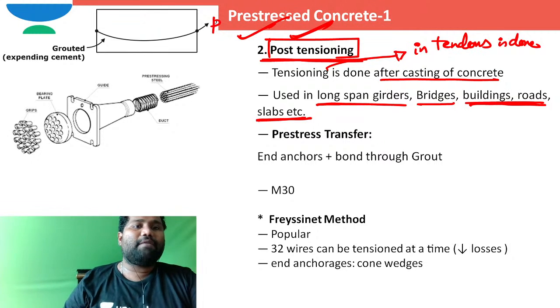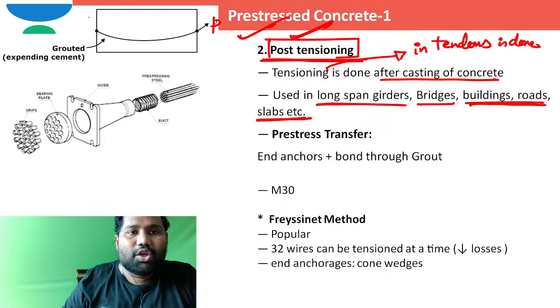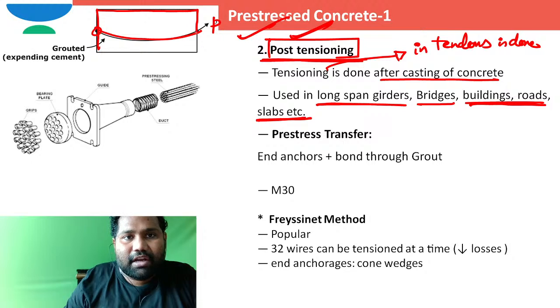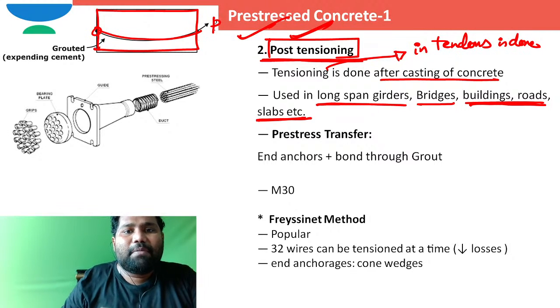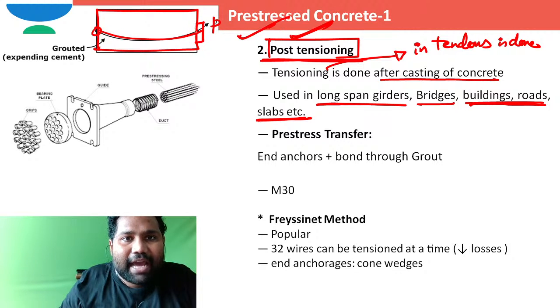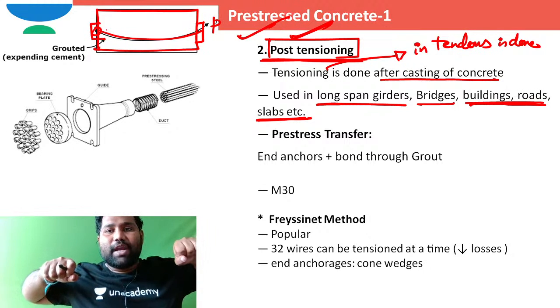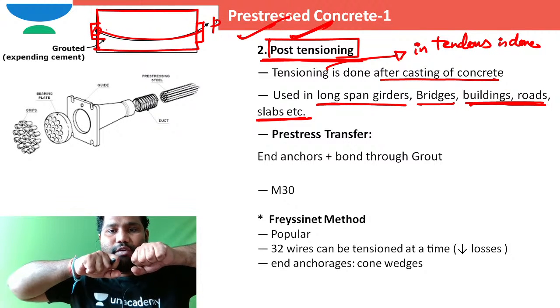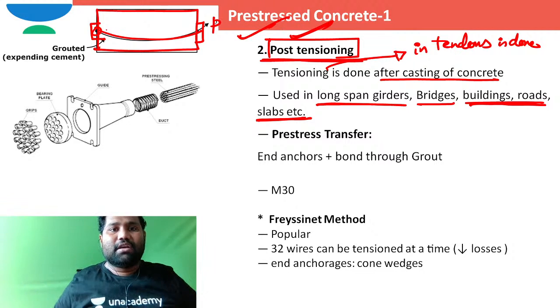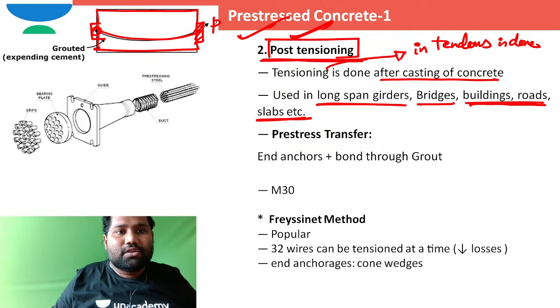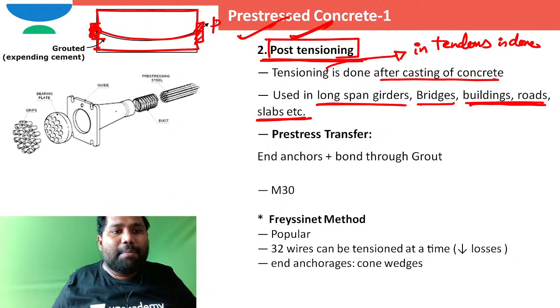Let me show you with the help of a very good example. First of all, you keep the tendon, you keep this framework and cast the concrete. After you cast the concrete, with the help of these end anchorages, you try to apply tension in the tendons. I hope you are clearly able to see these end anchorages. So how can you apply these end anchorages?